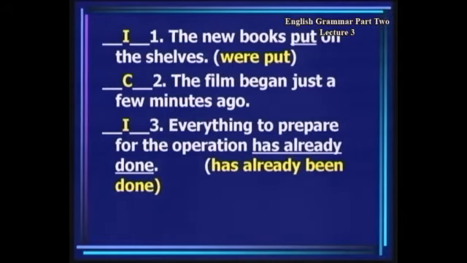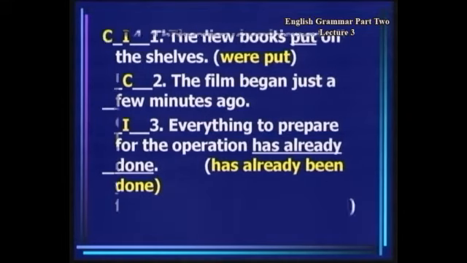وممكن أقول are put. The film began just a few minutes ago. This is correct. Everything to prepare for the operation has already done. No. Has already been done. Let me remind you again of something, that everything is singular. أي كلمة Everything, everybody, everyone. أي كلمة قبلها everything مش يعني كل الحاجات. This is not plural. This is singular and should take a singular verb اللي هو has مش have. يبقى everything to prepare for the operation has already been done.